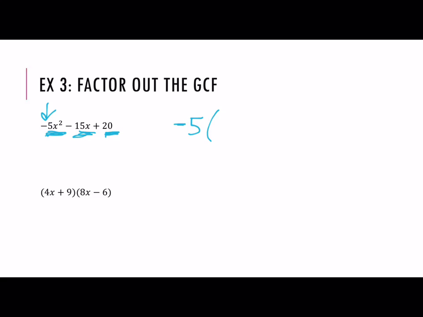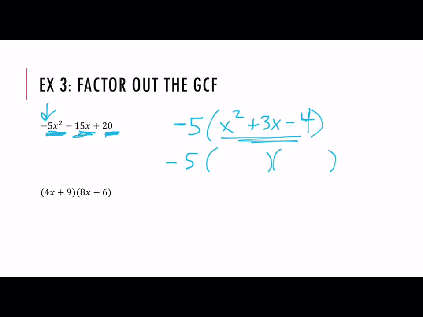So the only thing I want to factor out is a -5, and then I'll be left with x squared plus 3x minus 4. Okay. All right, and then normally what we would do is go one step further and see if this part in parentheses can be factored into two binomials. So we'll do that next.